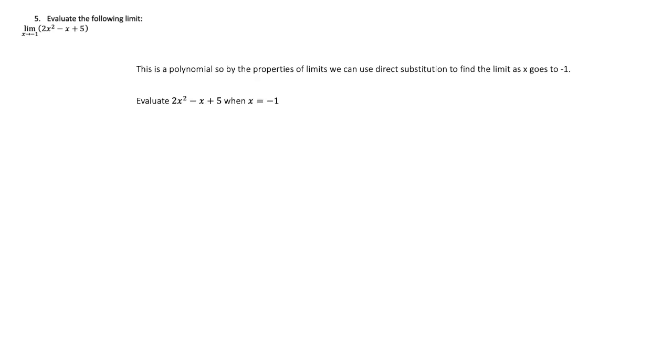Evaluate the following limit. The limit is 2x squared minus x plus 5 as x approaches -1. Because this is a polynomial, we can simply use direct substitution to find the limit. So we simply evaluate the polynomial when x is equal to 1, and in that case we see the value is 8.